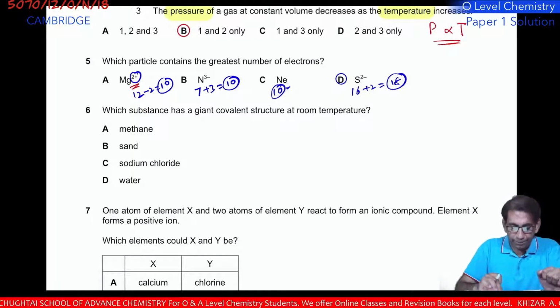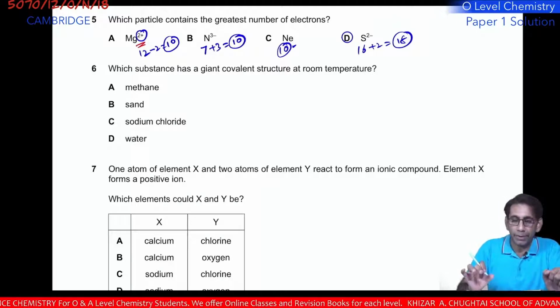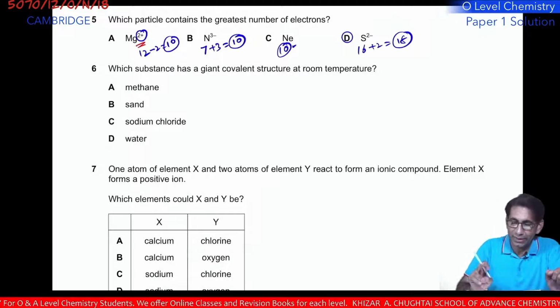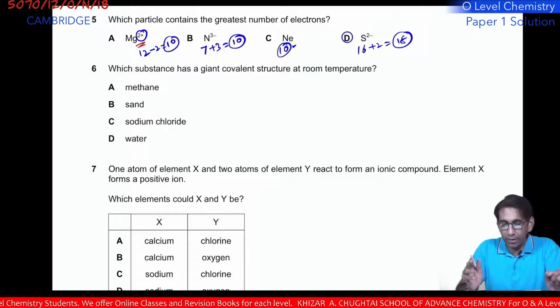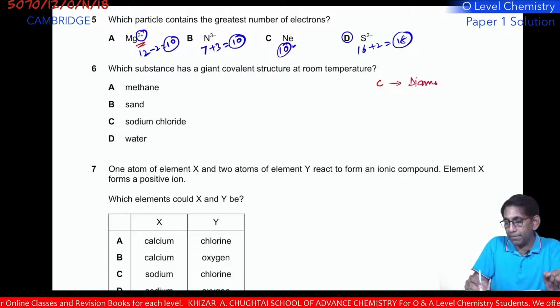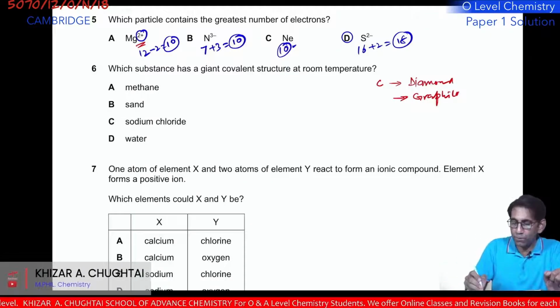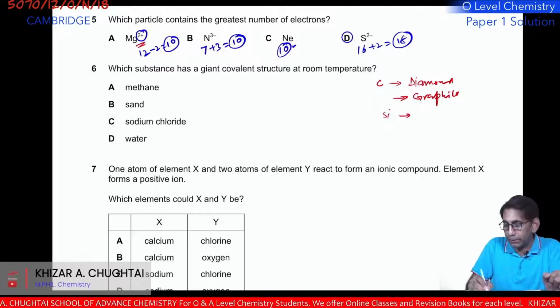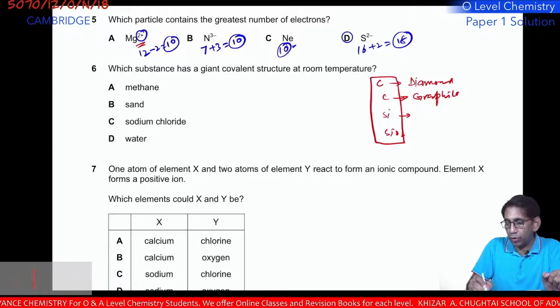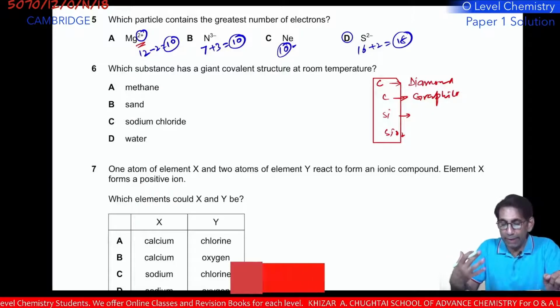Now come to the next one. Question number 6. Which substance has a giant covalent structure at room temperature? Giant covalent structure. As far as your level is concerned, you have studied carbon in the form of diamond and in the form of graphite. Those are giant covalent structures. Pure silicon and SiO2. Carbon, silicon, SiO2. These are the basic giant macromolecules.